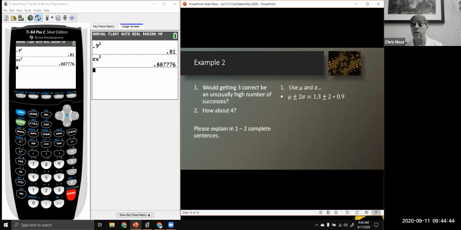also. I used the mu and sigma I've developed up above. So we've got 1.3 plus or minus 2 times 0.9. On the low end, we have a negative 0.5. A little odd because you can't have a negative number of correct guesses. 0 is the minimum, but it's an artifact of the calculation. 3.1 on the high side. So 3.1 and higher correct guesses are going to be unusually high.